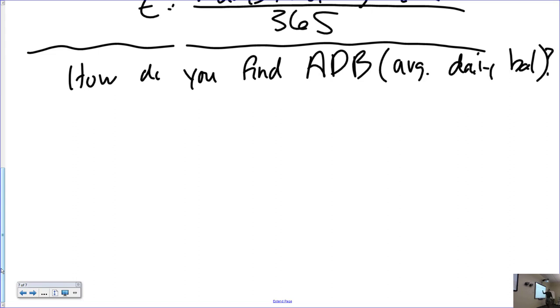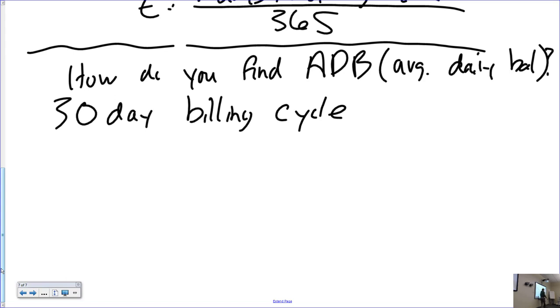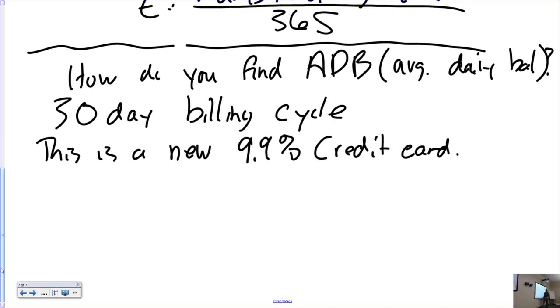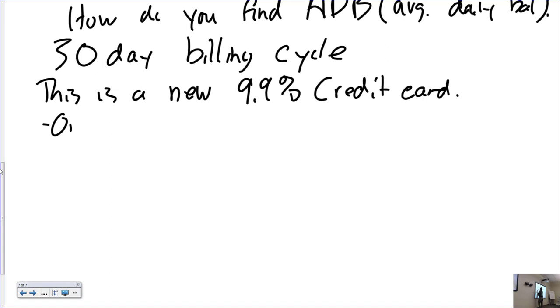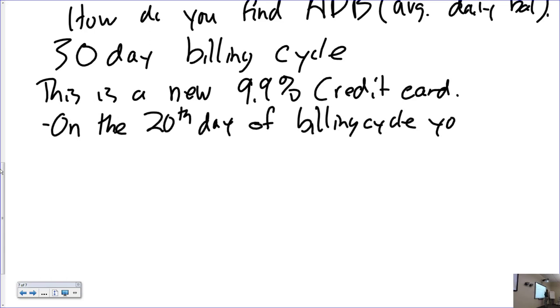All right, so let's do a really simple example, right? Let's suppose that we have a 30-day billing cycle. So it's a nice, classic one-month billing cycle. Nothing funky went on, so they didn't change the number of days. They just left it at 30, all right? And this is a nice new 9.9% credit card, right? And the only thing you did with this credit card was, on the 20th day of the billing cycle, you christened it by purchasing something, right?